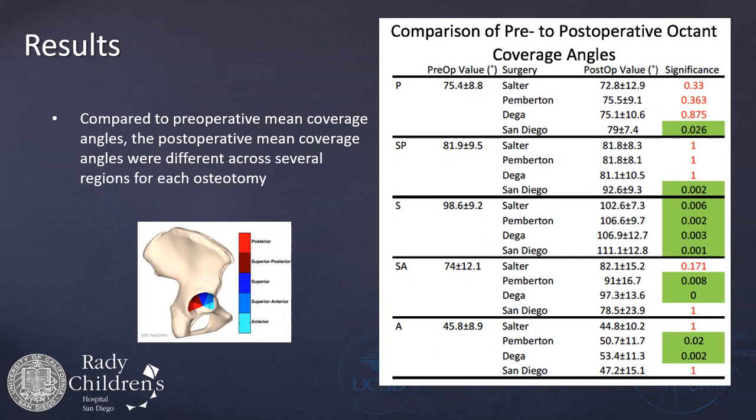Looking at the change in coverage angles resulting from the different procedures, we found that when compared to preoperative mean coverage angles, the postoperative mean coverage angles were different across several regions. We found that the San Diego osteotomy resulted in greater coverage in the posterior, superior posterior, and superior regions. The Salter osteotomy resulted in greater coverage in the superior region, and the Pemberton and Dega osteotomies resulted in greater coverage in the superior, superior anterior, and anterior regions.